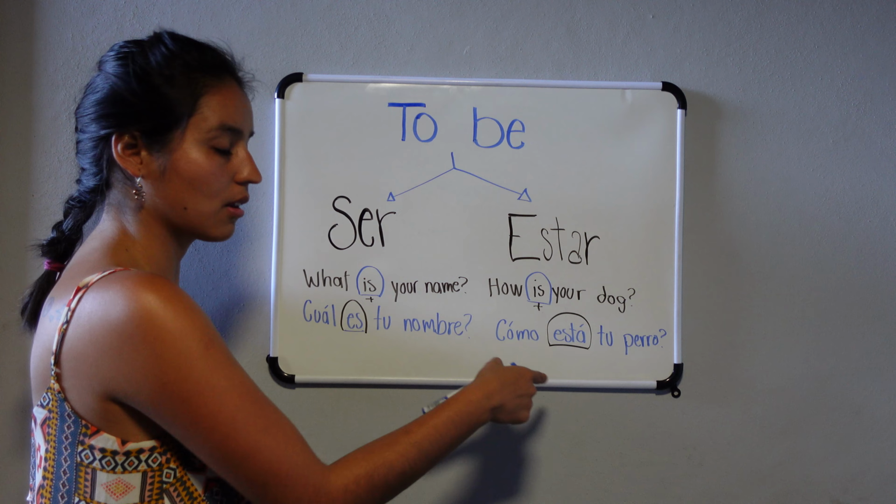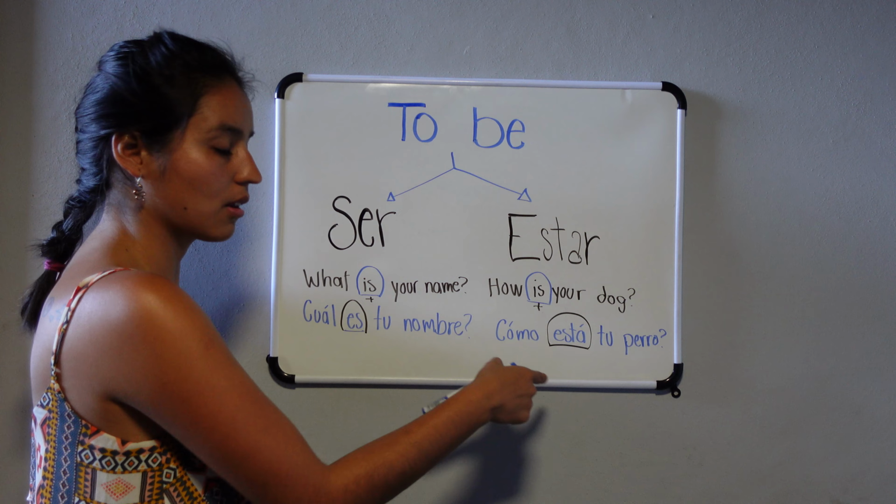So the verb to be has two equivalents in Spanish, ser and estar. And here we have a clear example of how the verb changes, okay? We have is in here and is also in here. But when we ask the question in Spanish, it's gonna change. What is your name? The question is gonna be, ¿cuál es tu nombre?